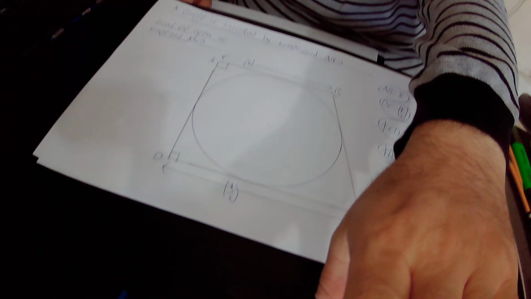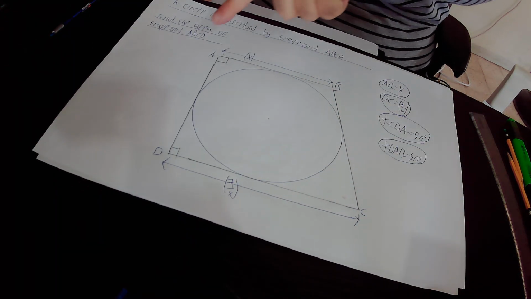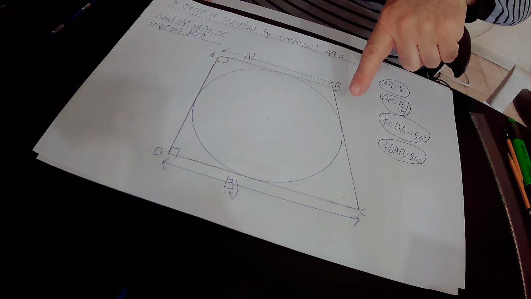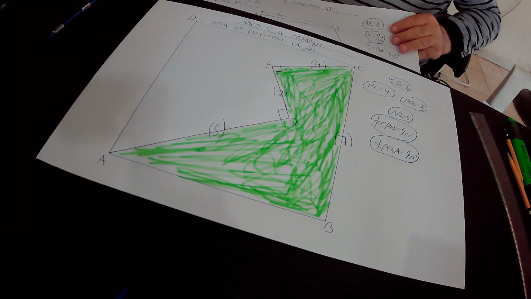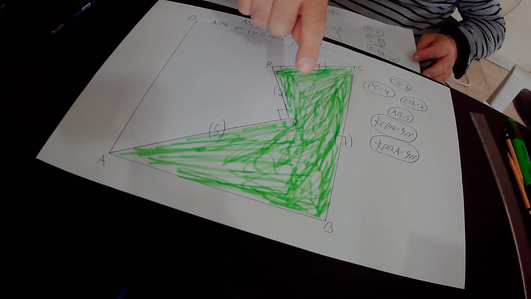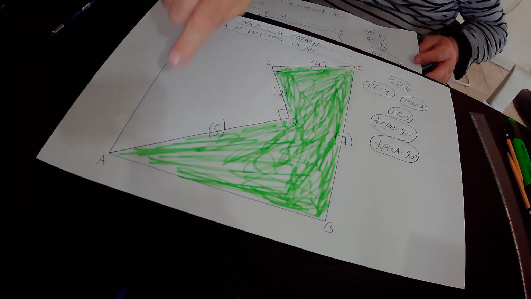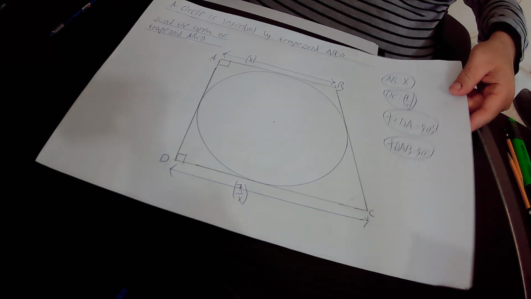Hello, in this lecture we will answer two questions. In the first question, we will find out the area of this trapezoid ABCD that blocks this circle. And in the second question, we will find out the area of this green shape that is inside rectangle ABCD. So we start with the first question.